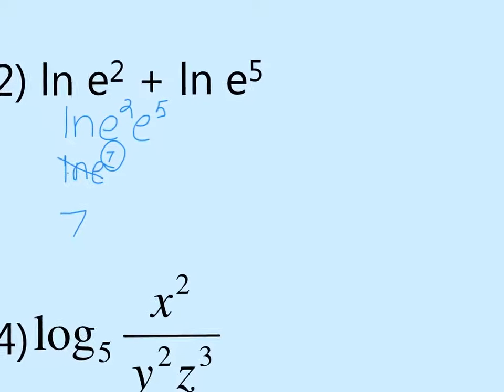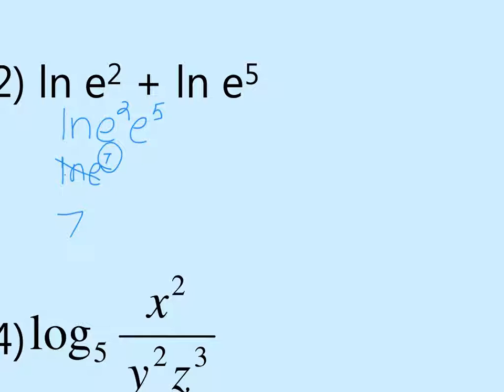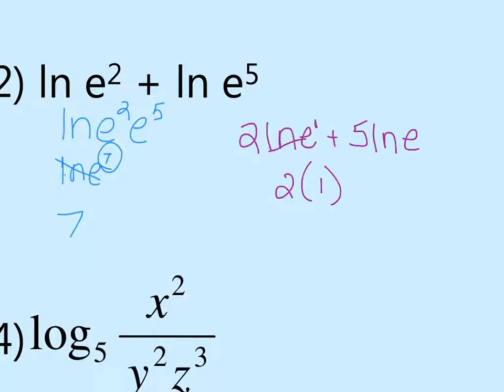The other way is to take that power and do what with it? Where would a power go? To the front. So this could be 2 ln of e plus 5 ln of e. And then ln of e cancels to give you the exponent, which in this case is 1. 2 times 1 plus 5 times 1. And I'd get 2 plus 5, which is 7. For this one, you can't just put 2 plus 5. That's the third way to do it.